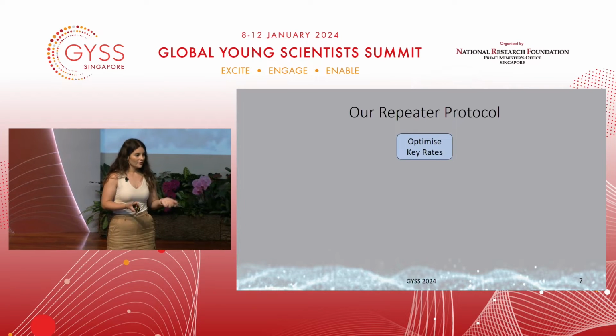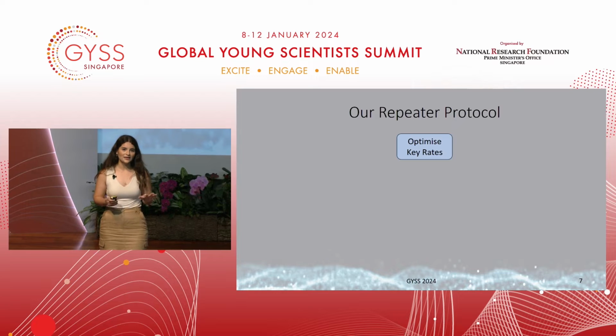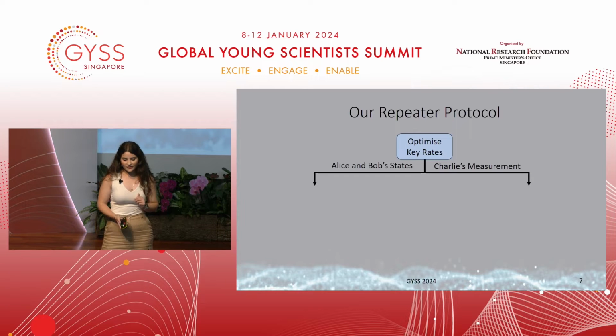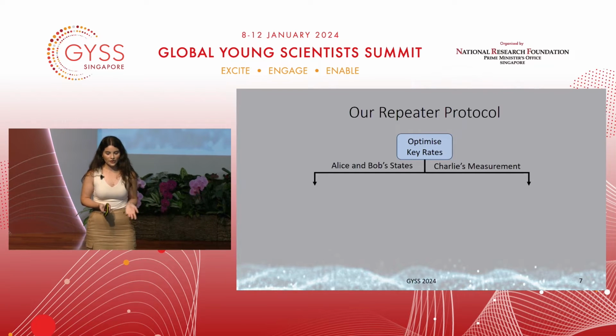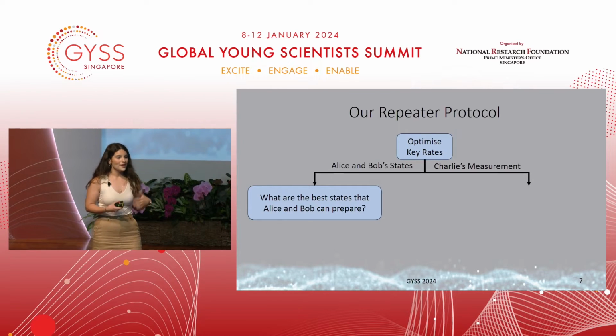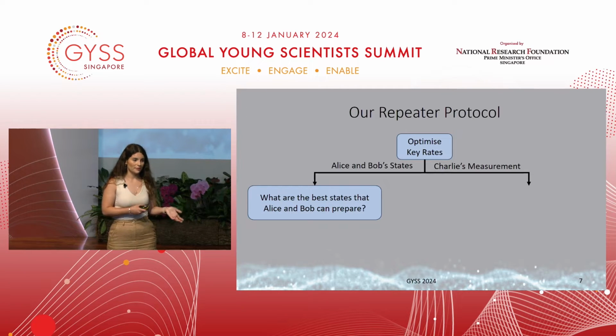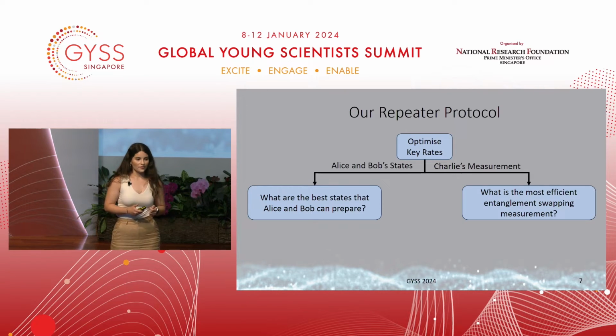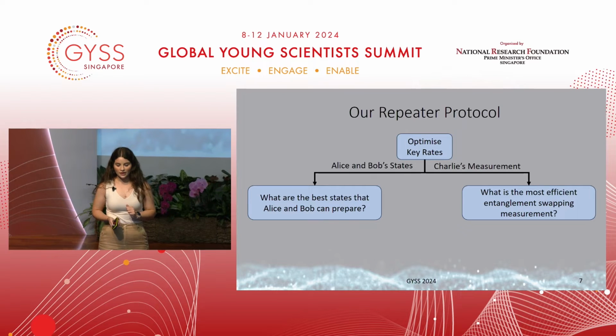All right, based on this, we came up with our own repeater protocol. The thing that we focused on is, how can we get the best key rates at each distance? And how can we extend the distance of QKD even further? We focused on two things. One was, what are the best states that Alice and Bob can prepare? And the second question we asked is, what is the most efficient entanglement swapping measurement that we can do?